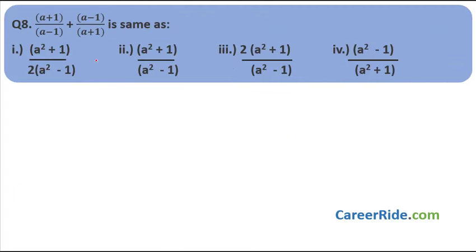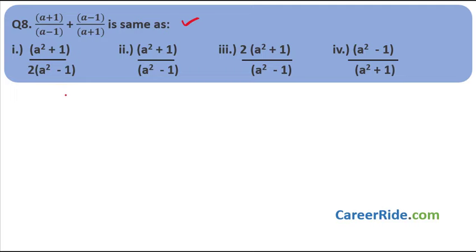Now let us see one more question and try to solve it using the substitution method. The question given to us is a plus 1 divided by a minus 1 plus a minus 1 upon a plus 1. This expression is similar to which of the given options? Now, in the substitution method, I can assume the value of a to be anything and I'll try to make it as small as possible. So it can be 0, 1, 2, 3 as you know.